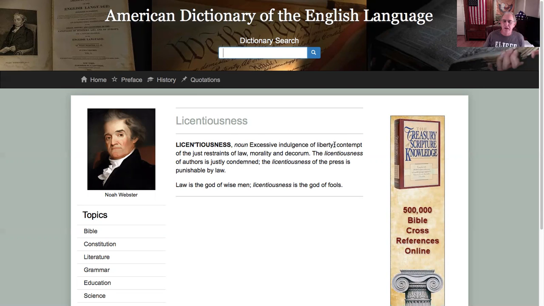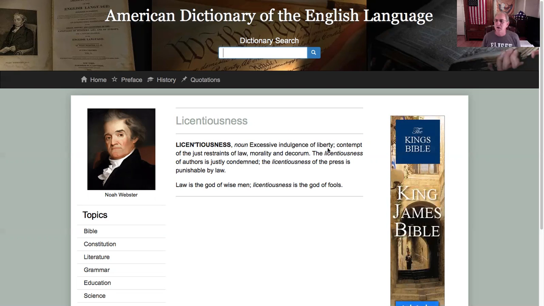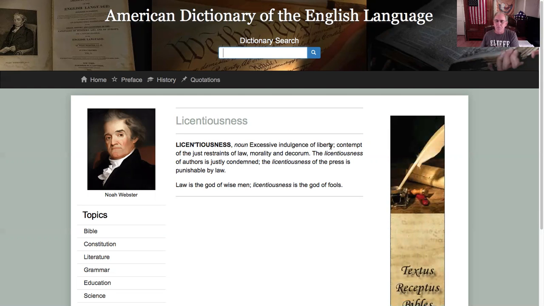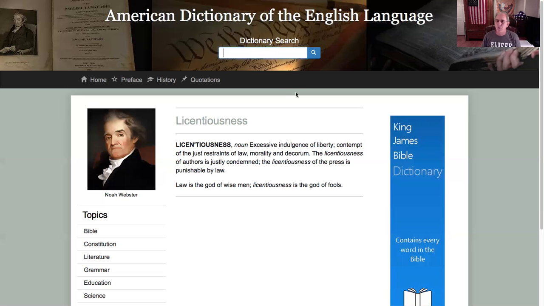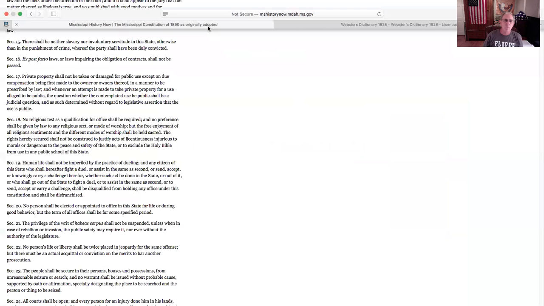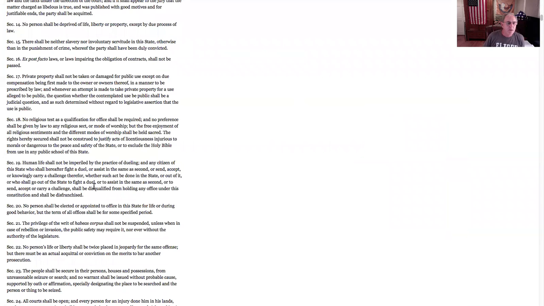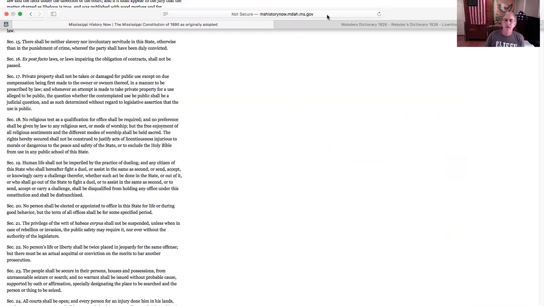Excessive indulgence of liberty. Simply put, we don't have a free country. We have laws, we have rules, we have liberty. Freedom means no rules, no laws whatsoever. Liberty is defined by how you are allowed to act in society. So, acts of licentiousness, injurious to morals. We got to see injurious.